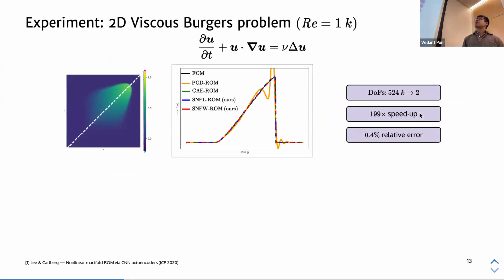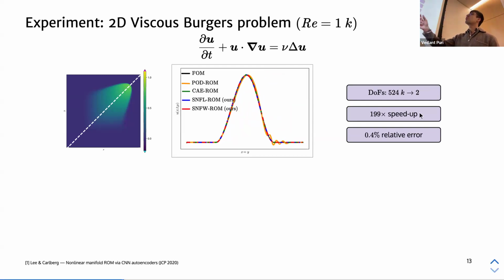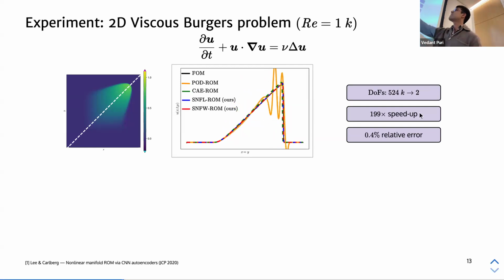Okay, finally, we look at the 2D viscous Burgers' equation at a Reynolds number of 1000. On the left-hand side, you can see a pseudo-color plot of the solution at the final time step. And in the middle, we have made an animation that traces the curve as it evolves along the diagonal y equals x. Now, as you can see, the ground truth prediction has a very sharp traveling shock that ends up accumulating at the end.